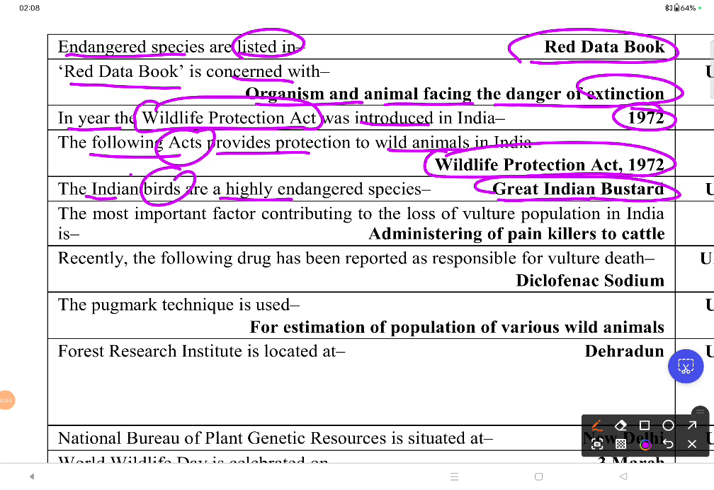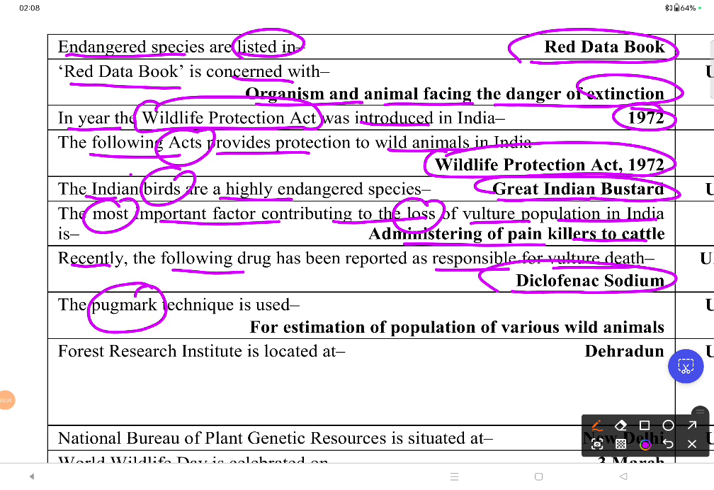The following Indian bird is a highly endangered species: Great Indian bustard. The most important factor contributing to loss of vulture population in India is administering of painkillers to cattle. Recently, the following drug has been reported as responsible for vulture death: diclofenac sodium. Pugmark technique is used for estimation of population of various wild animals. Forest Research Institute is located at Dehradun.